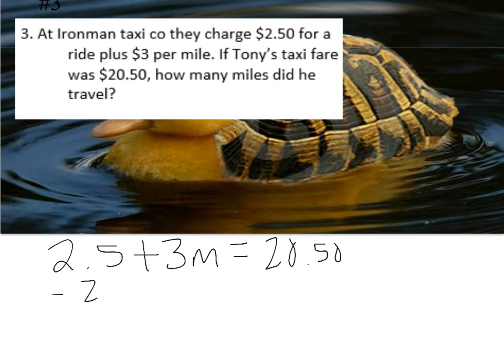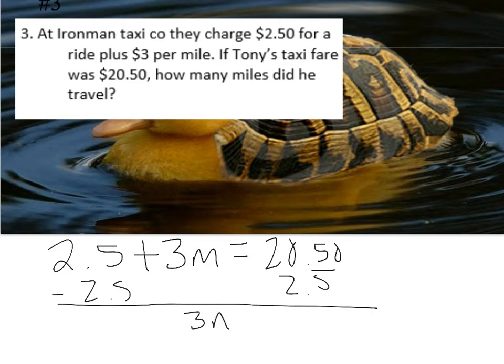So now I would just solve this by subtracting 2.5 on both sides. And I think you guys are becoming experts at solving equations by now. Right? And I'm going to get 3m on this side is equal to $18. Is that right? Looks right to me.